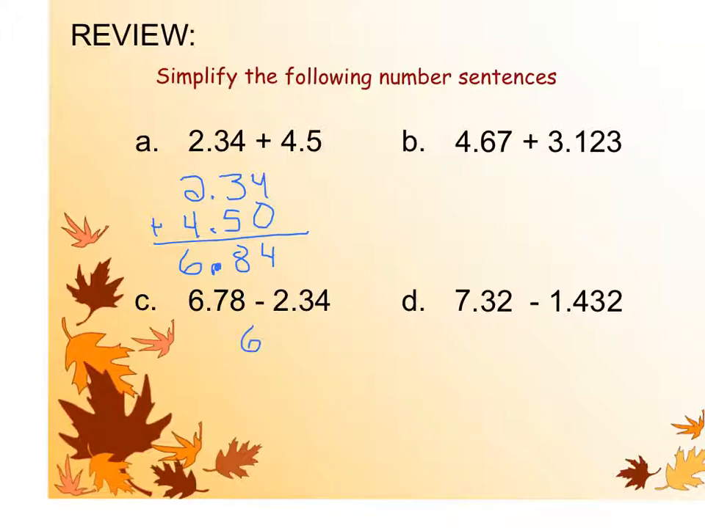You line up that decimal, 6.78. We're going to line up the decimal, so 2.34, and then subtract like normal. 8 minus 4 is 4, 7 minus 3 is 4. Bring down that decimal, 6 minus 2 is 4.